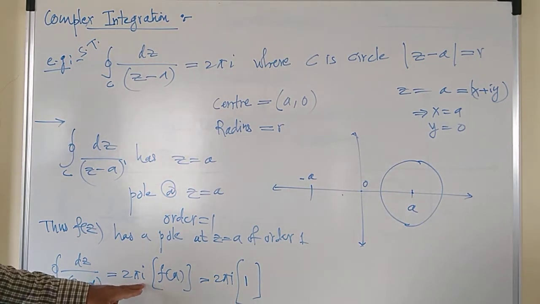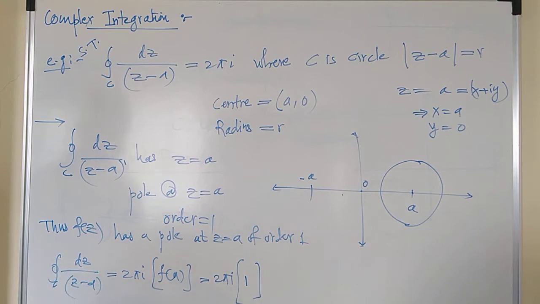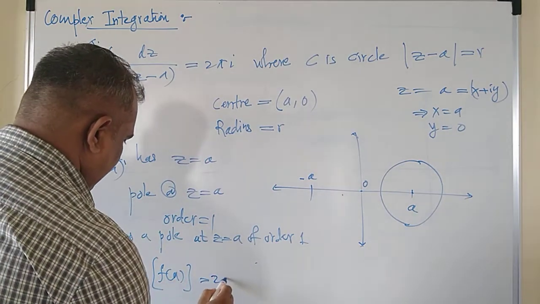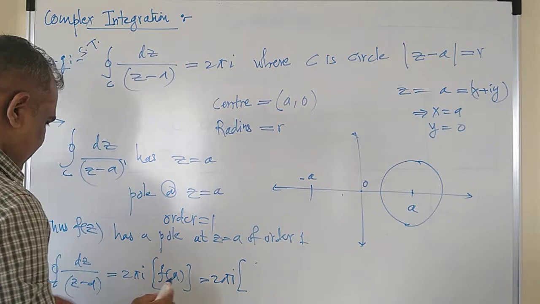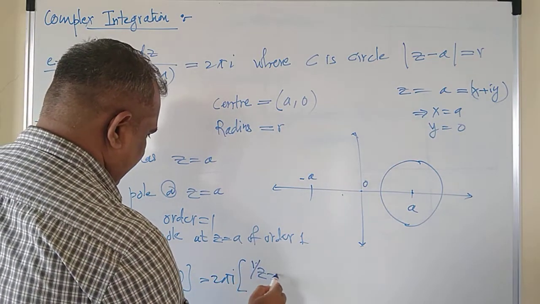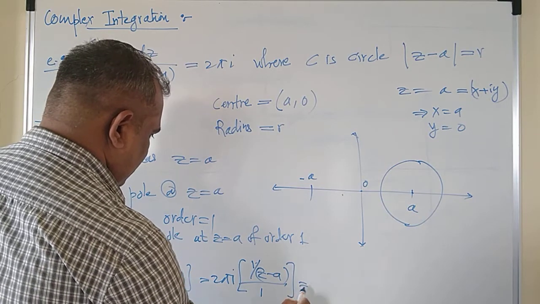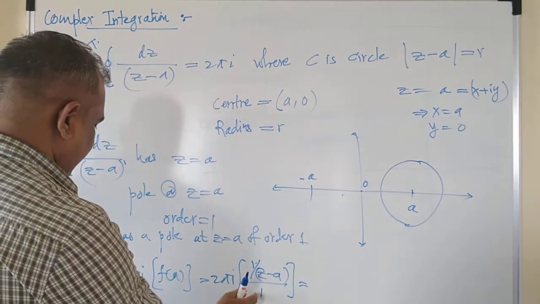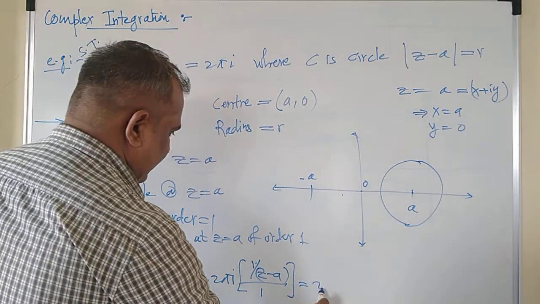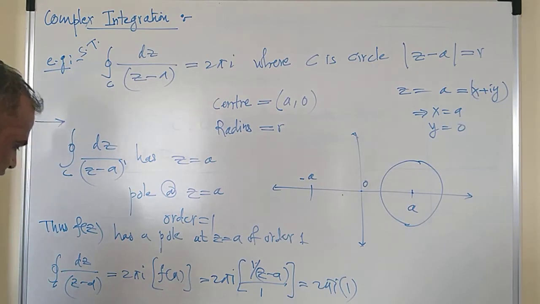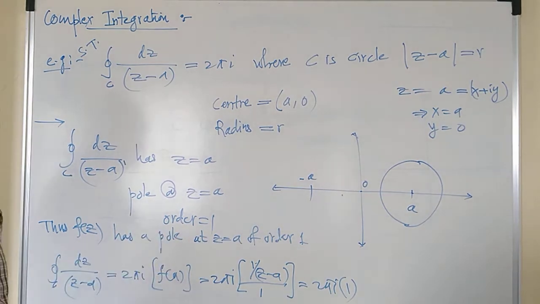And this 2 pi I into f of a. So this will give you 2 pi I, or I will write it again so that you can understand this well. 2 pi I into this f of z is 1 upon z minus a divided by 1, because you need not calculate any value for this function, and thus you will get its value equals 2 pi I into 1. So the answer of this complex integral is equal to 2 pi I only, right? So I hope you have understood this example well.